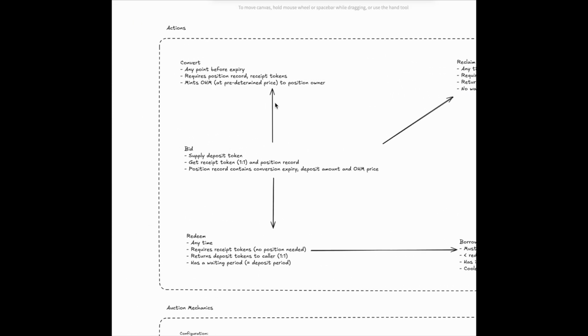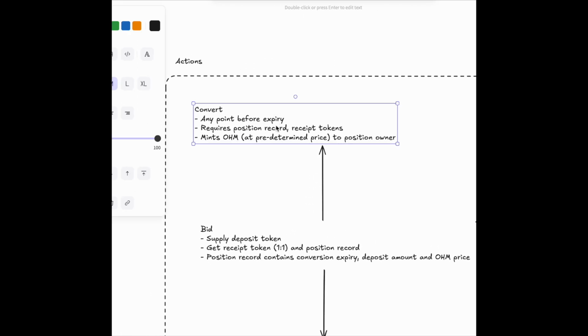So the first one that I covered was convert. You can take your receipt tokens and your position, and if it makes sense given the market conditions, perhaps where you have locked in a price during the auction of $25, which means you are effectively buying 1 OHM for $25, but the market price is 30, then you're buying at $5 below the market price effectively. So that's when it might make sense to convert. This can be done at any point before expiry.